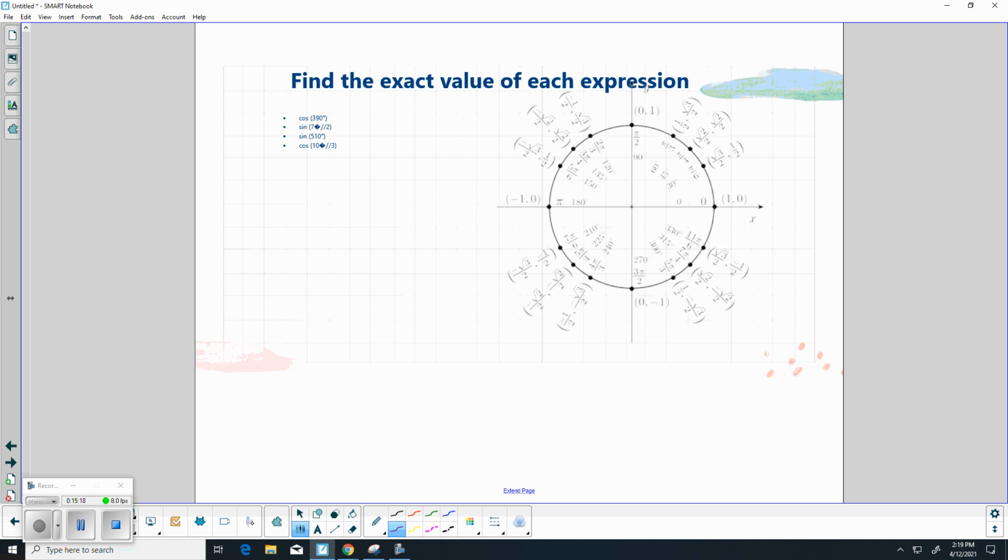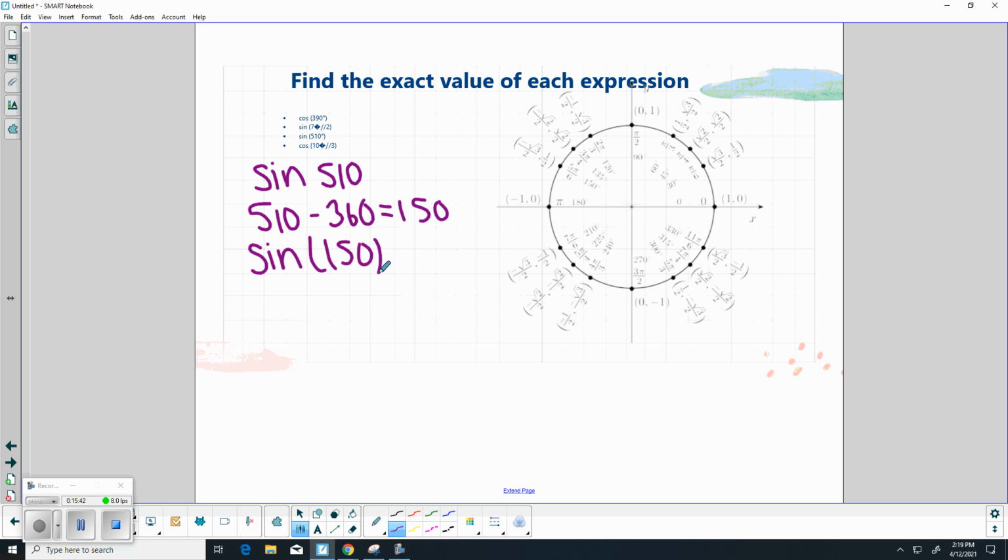So we got sine 510, then we take 510 minus 360, and we get 150. Sine 150 equals, we find 150, we find our sine value, which is our y value, 1/2.